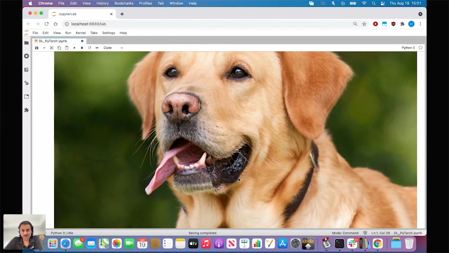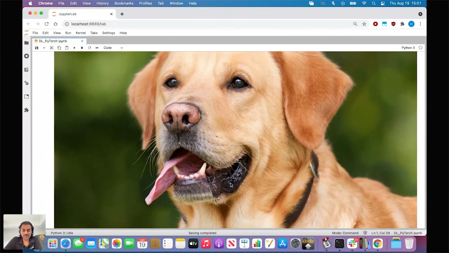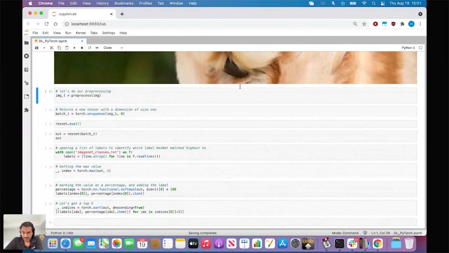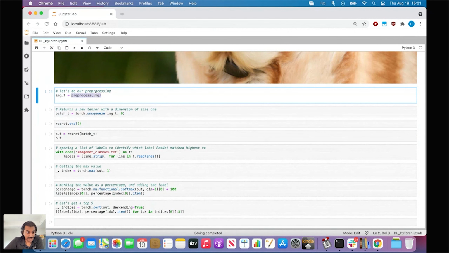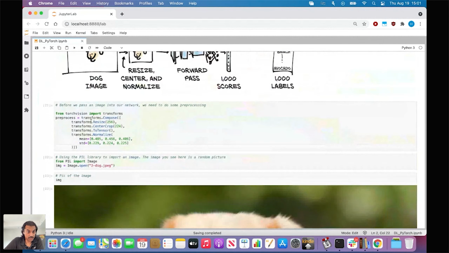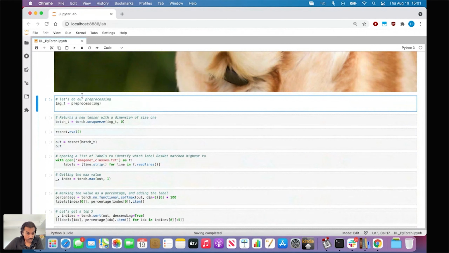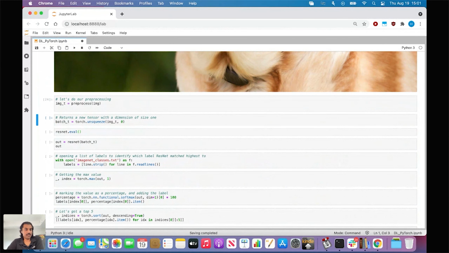I don't even remember what website I found it on. But anyway, it looks like a golden retriever. I'm not a dog person. But the point is, I found a random dog on the internet. And here, we're going to pass that image into the pre-processing function that we defined right here. So we're passing this image into our pre-processing function. So we've done that bit. Now this next line of code, this unsqueeze, returns a new tensor with a dimension of size 1. Again, I don't want to get too much into the nitty-gritty.